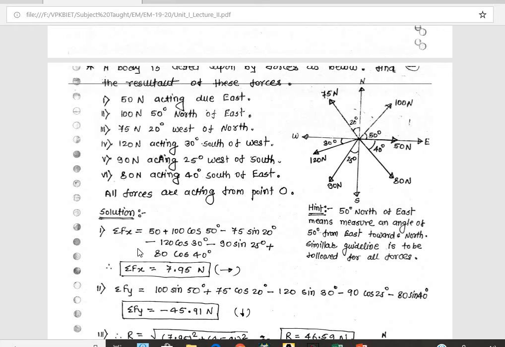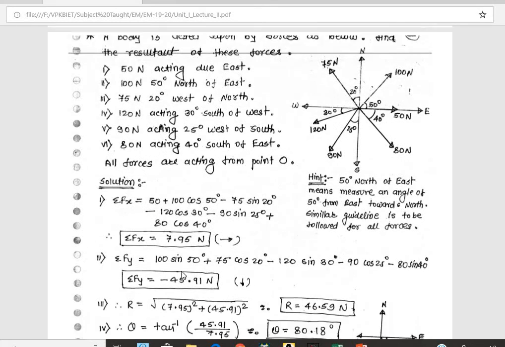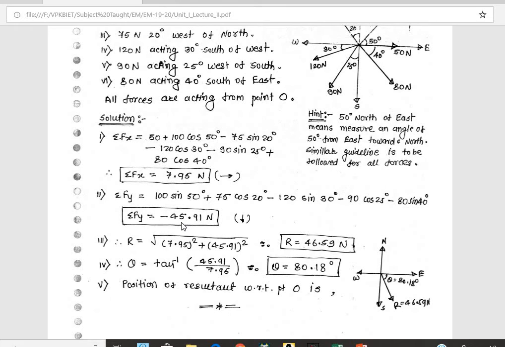Summation Fx comes out to be 7.95. Fy comes out to be minus 45.91 after resolving. R is equal to the square root of 7.95 squared plus 45.91 squared. Therefore R is 46.59 and theta is equal to tan inverse of Fy by Fx, so theta comes out to be 80.18. This is the position of the resultant with respect to P. One is positive, one is negative, so it lies in the fourth quadrant: first, second, third, fourth.